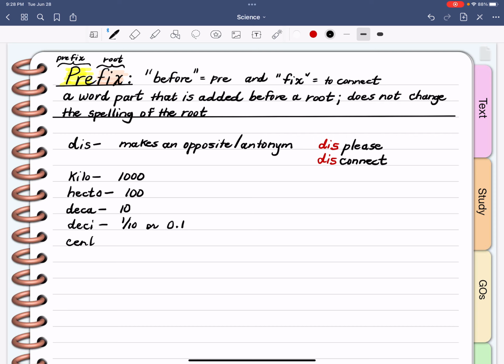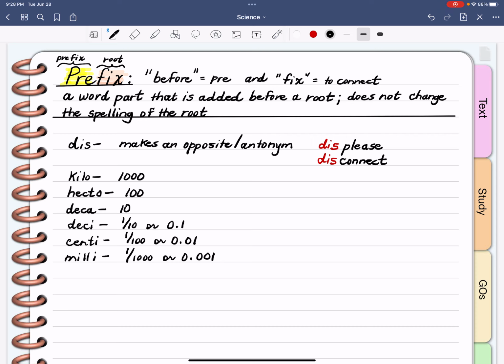Centi means 1/100th, or 0.01. And then the last one that I want to give you is milli, which means 1,000th, or 0.001 as a decimal. So these are math prefixes.